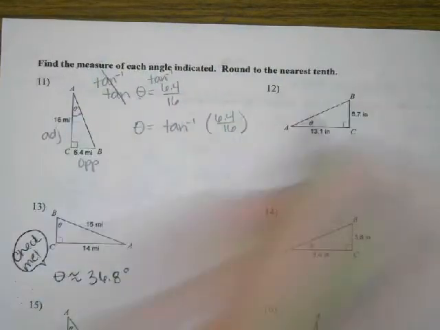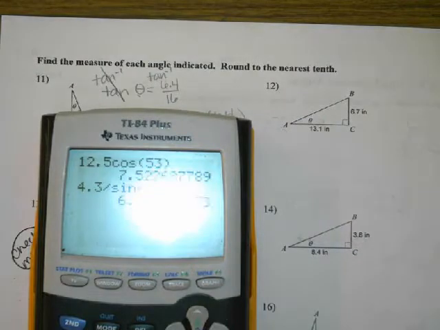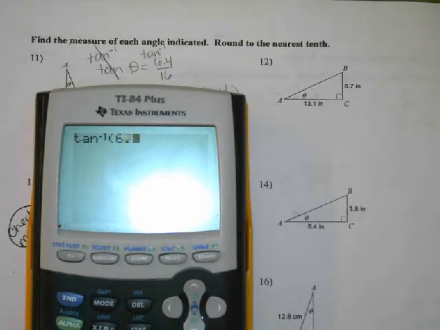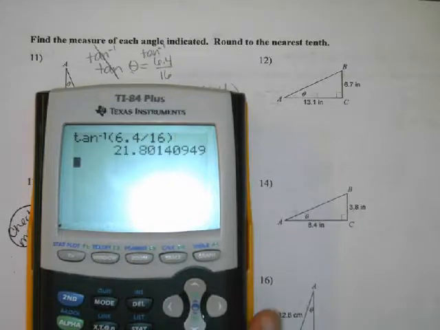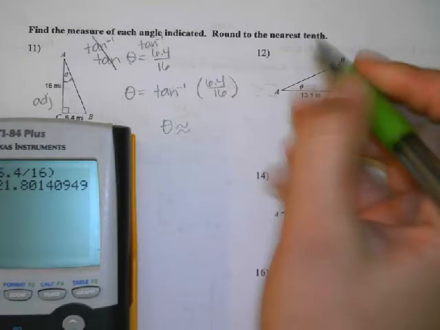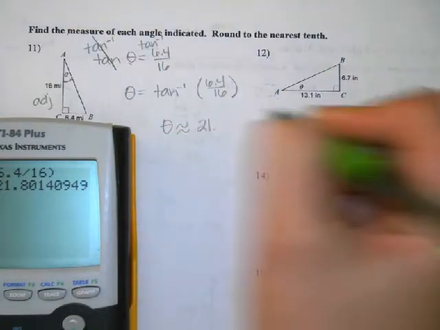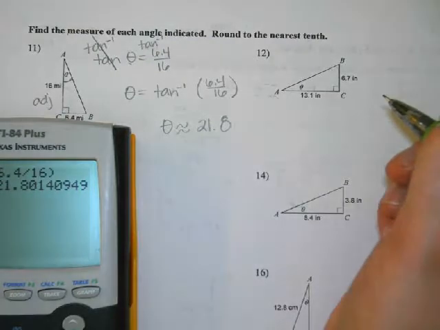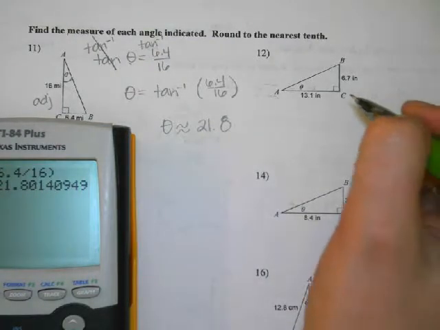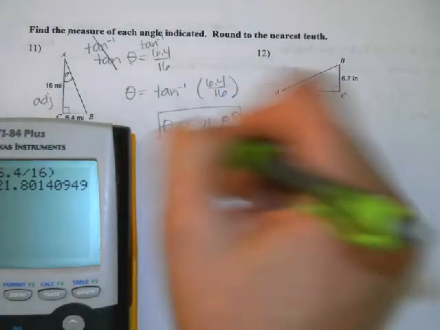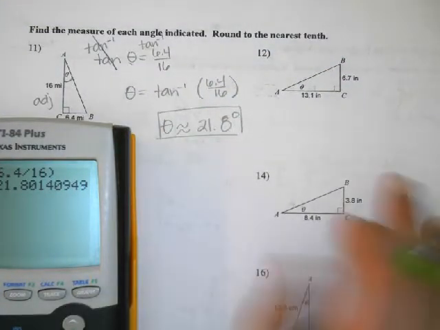There's our exact answer. How do we get tan inverse up on our screen? Second tan. 6.4 over 16. Not third tan. All right, 21.8. What are the units? Degrees. We're finding an angle. The units are degrees.